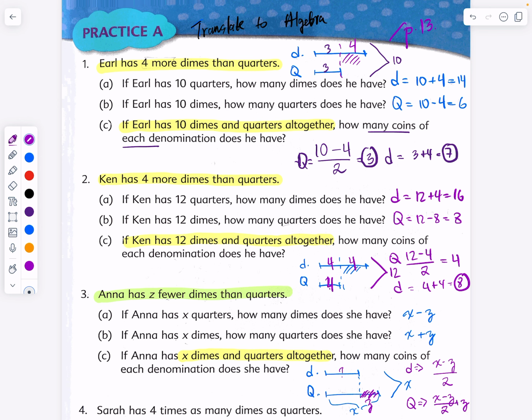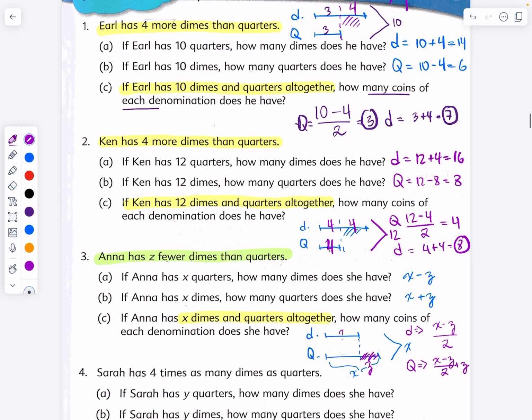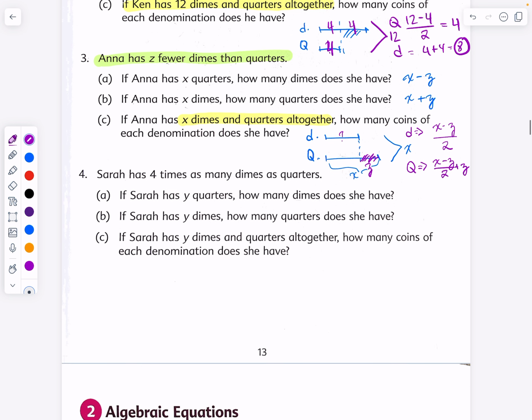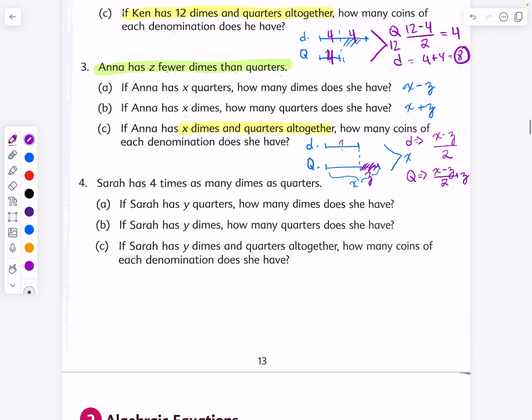My friends, this looks very different from everything we've seen before, but welcome to algebra. You will get used to translating English to algebra with more and more practice. Let's look at the last problem. Sarah has 4 times. Look, now we don't have 4 more, we have 4 times as many dimes as quarters.